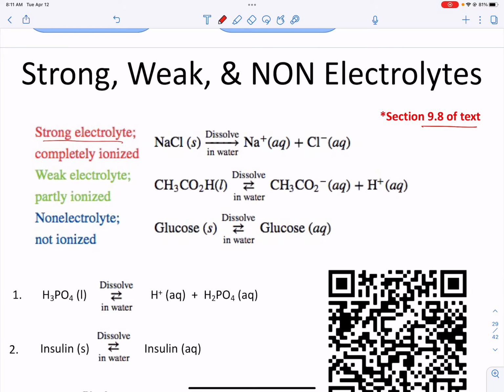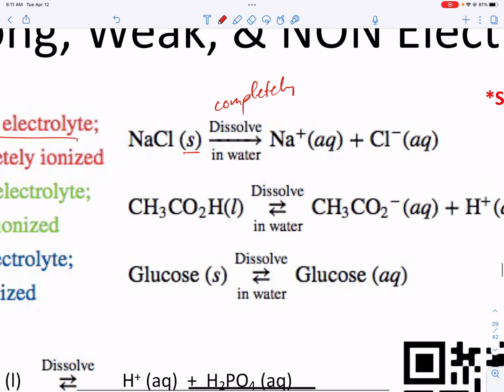Okay, so sodium chloride is a solid. It's an ionic solid. When we put it in water, it completely dissolves, right? Which is what it says, dissolves in water. I want you to notice this arrow is a one-way arrow. We don't have a reversible arrow, which means this reaction happens one way. Okay, we're not going to get the reverse reaction. We're not going to get these ions coming back together to form sodium chloride. So when you have a one-directional arrow, that means complete ionization, okay?